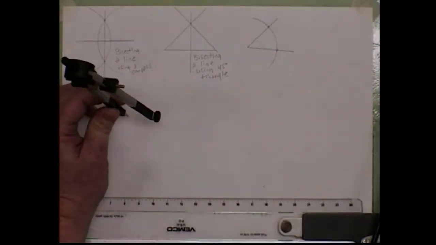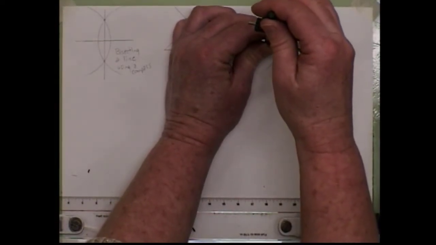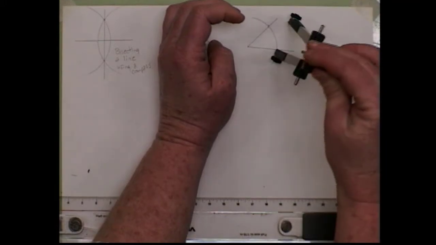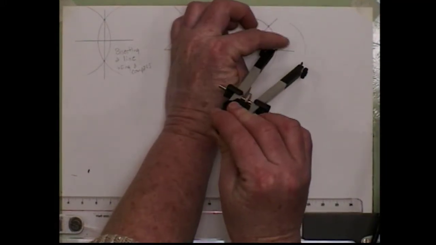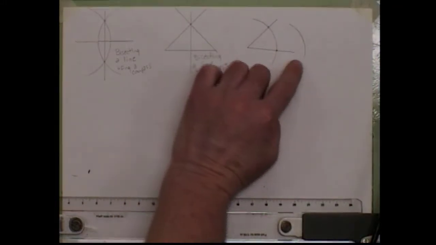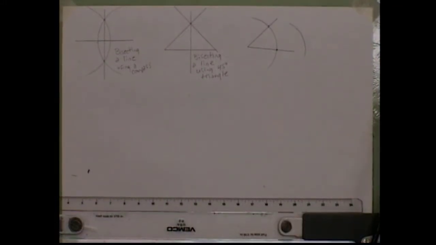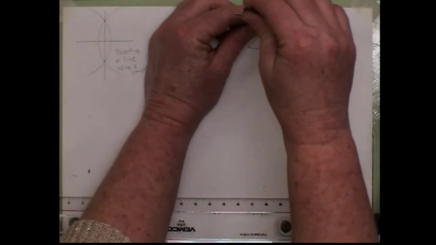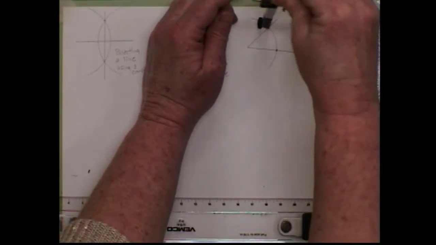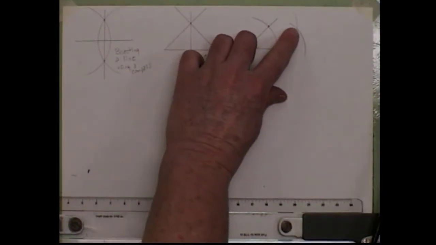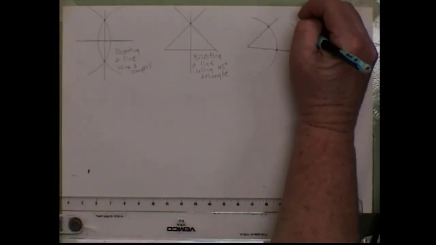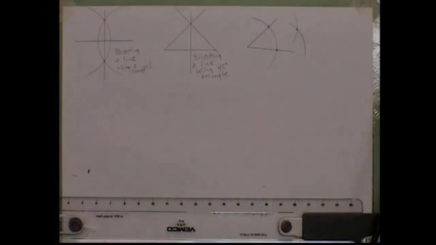So at these points, I'm going to put my needle point there, and I'm going to strike an arc on the outside. So here's my arc on the outside. You can see it. Okay. And I'm going to do the same thing on the other point. Strike another arc. And now we have an intersection, another point where those arcs meet.